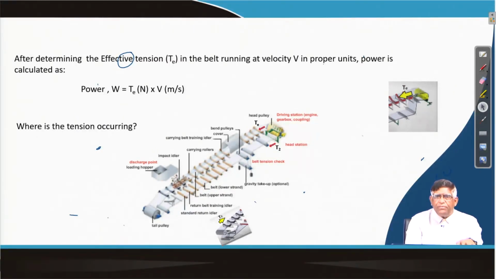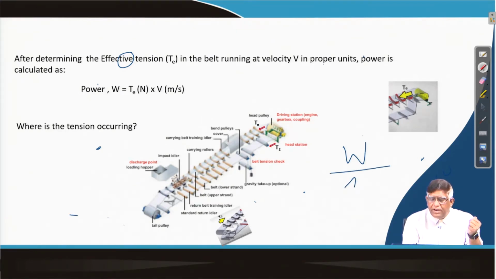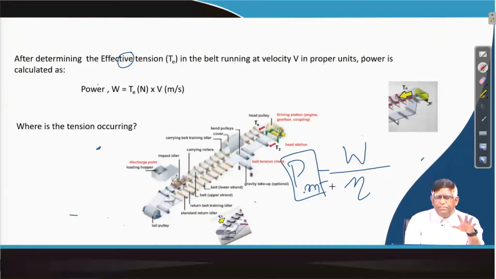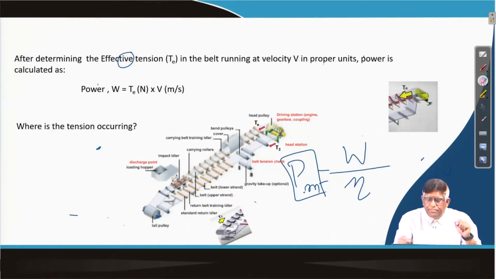Now, you can find out what the power requirement will be. If the power W that you are getting is divided by the efficiency of your motor, that will give you the power of the motor. So, that is the basic principle. Now, you can see a few things are very important.